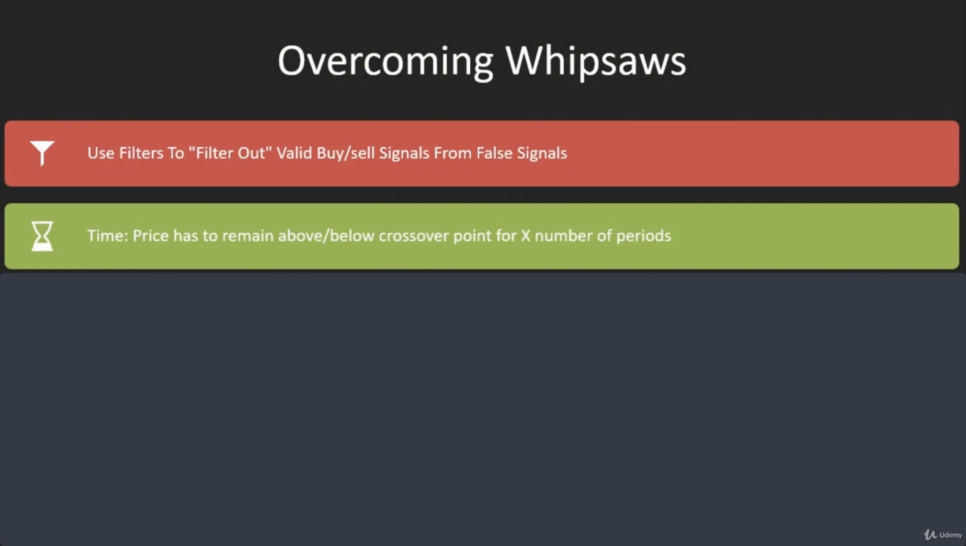One is time. You could have a time rule that says the price has to remain above or below a crossover point for a certain number of periods. You can decide 2 periods, 3, 4, whatever it might be. So you can put that in as far as timing, so you're not trading as frequently. You put in a rule that says, okay, it's across the line, but I'm still going to wait 2 days to make sure we don't have a whipsaw here. That's the idea of a time rule or a time filter.